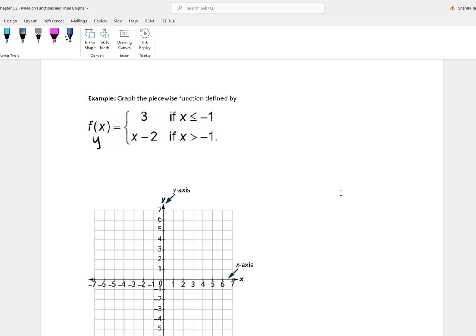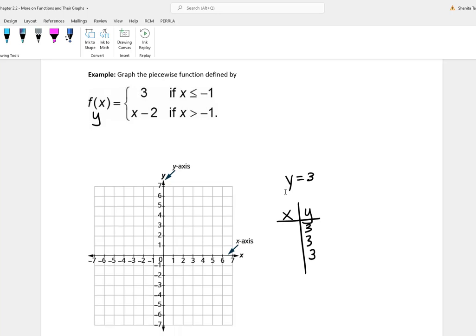Alright, so remember we said f of x is the same as y. So let's graph this first one. Y equal to 3 is a horizontal line. No matter what we plug in for x, y will always be 3. In this case, we have to plug in values of x that are less than or equal to negative 1. So we can have negative 1, negative 2, negative 3.